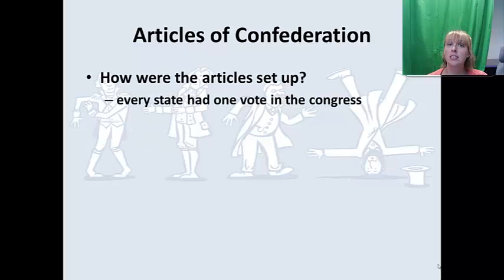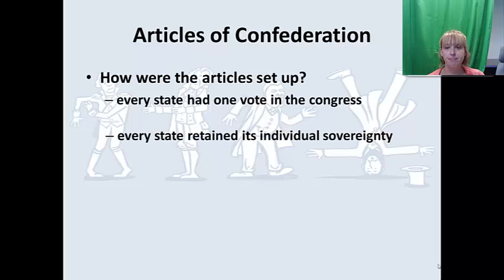The first thing was that it set up a Congress much like the Continental Congresses that had drafted the Declaration of Independence, that had originally organized the war effort. Every state had an equal say in this Congress, so it didn't matter whether your state had a very small population or a huge population. It didn't matter how big or small the state was. Everyone has the same say in this Congress.